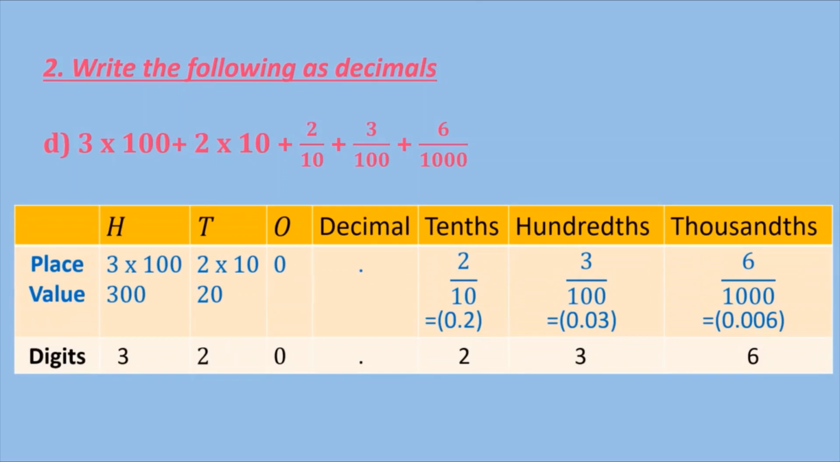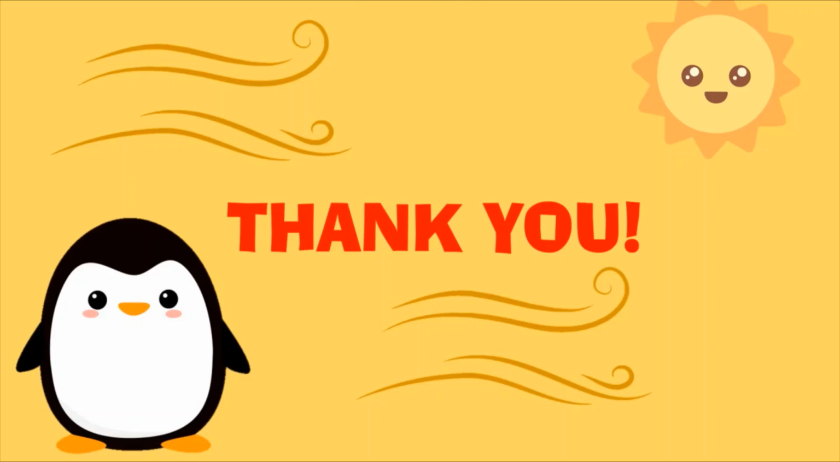The next number, again we draw a place value chart. Write down the place values as hundreds, tens, ones and a column for decimal. Then tenths, hundredths, thousandths. Now the number is 3 into 100, that is 300. So we write 3 in the hundreds place, 2 into 10, that is 20, so we write 2 in the tens place. We do not have any number in the ones place, so we write a 0 in the ones place. Then we put a decimal, 2 tenths, so we write 2 in the tenths place, 3 hundredths, so we write 3 in the hundredths place and 6 thousandths. So we write 6 in the thousandths place.